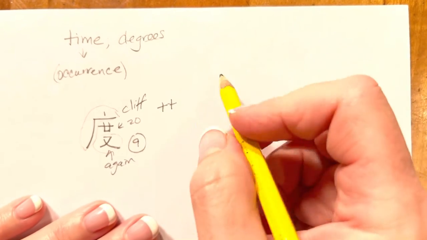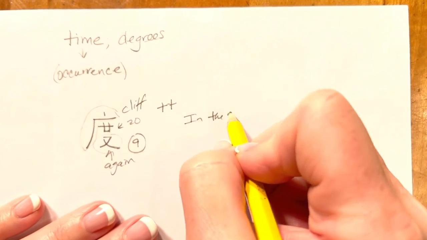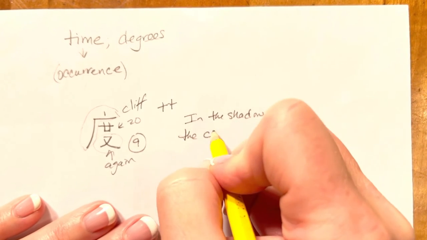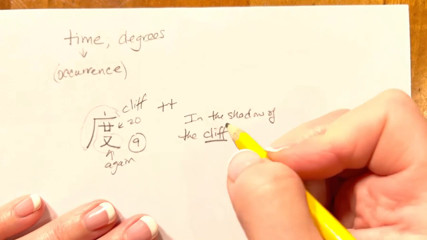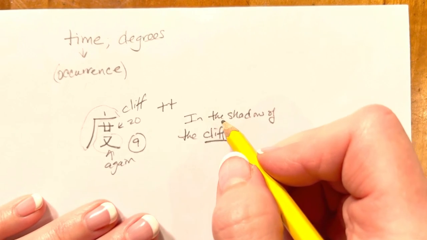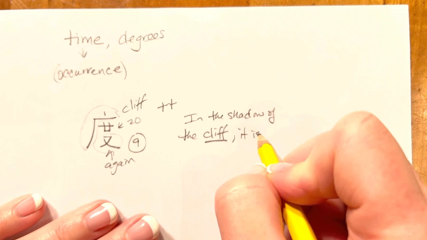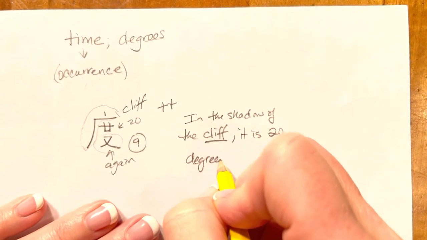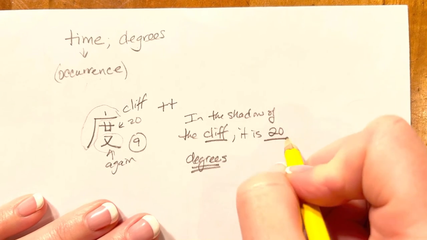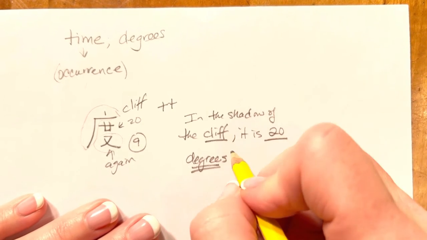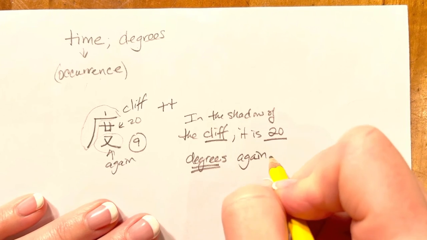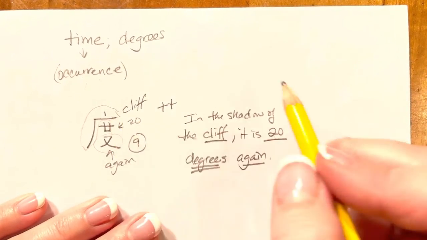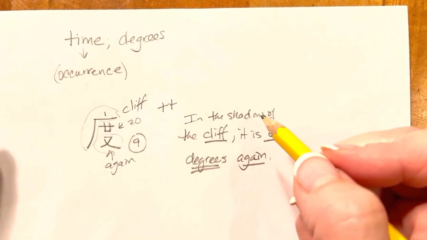So perhaps we could say, in the shadow of the cliff, right? So we've got a cliff right there, all right? It is 20 degrees. 20 degrees, what is it? Again. Okay, so there's our again, there's our 20, and there's our cliff. So there is our kanji. Thank you.